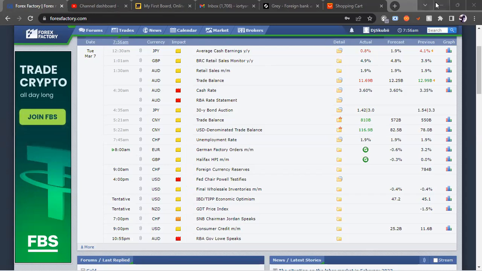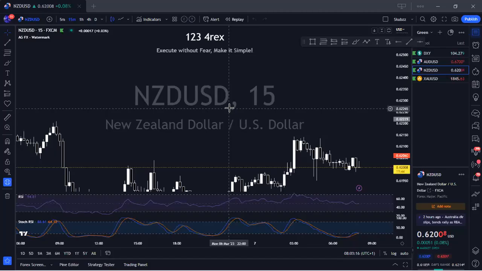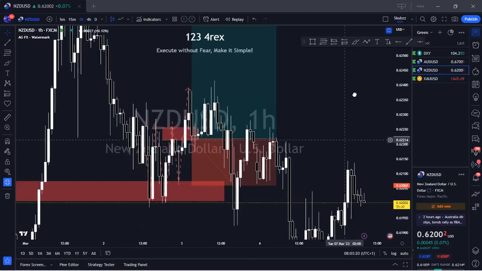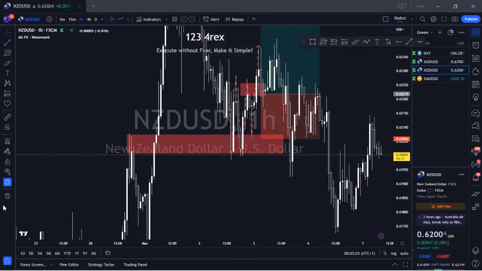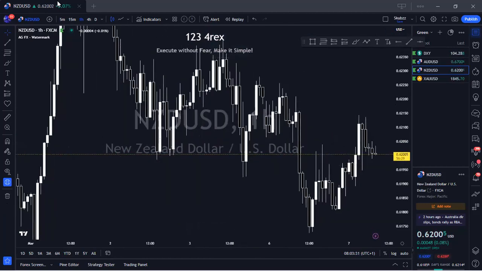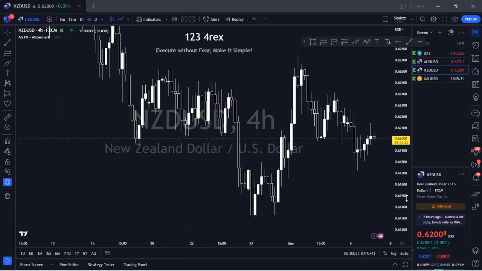Let's jump on our charts and see what we can watch out for. Starting with NZD/USD. This one is quite a pair. So let's flow with this. Let's look at the 4H. The 4H on this pair is actually bearish.